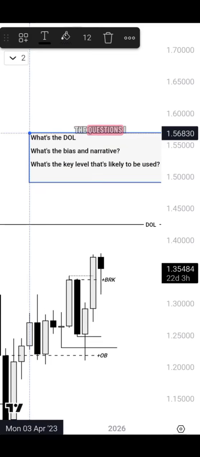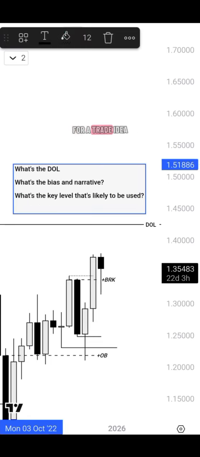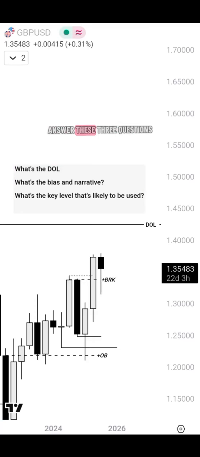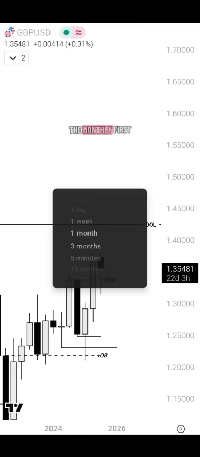So these are the questions I like asking myself on the higher time frame whenever I'm looking for a trade idea. Once I answer these 3 questions, then I can move to the lower time frames, monthly, weekly, and daily, to look for a trade idea, preferably a time and total soup trade idea. So let's go to the monthly first of all.